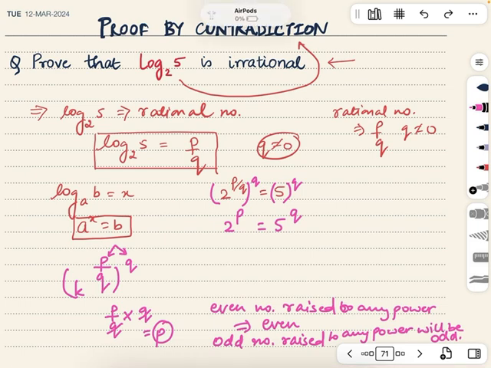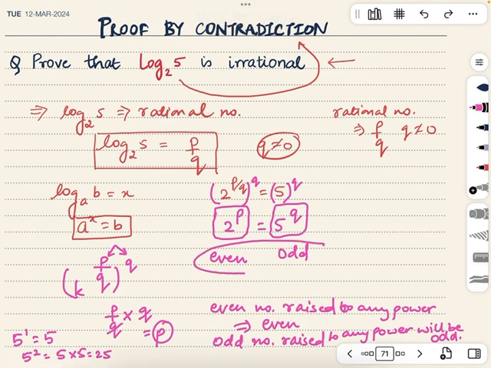You may even calculate: 5 to the power of 1 is 5, 5 to the power of 2 is 5 times 5, which is 25. So you will always get odd numbers when you raise an odd number to any power. So on the left hand side, what I am getting is an even evaluation, and on the right side, I am having an odd evaluation, which cannot be true because no even number is equal to an odd number.